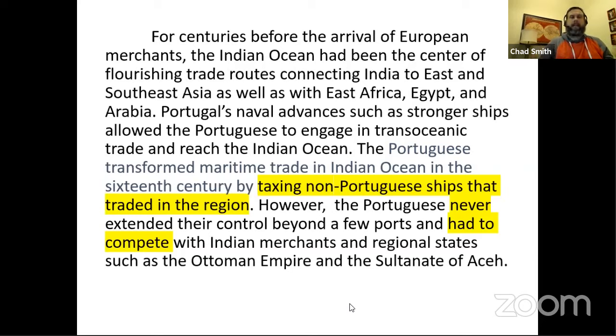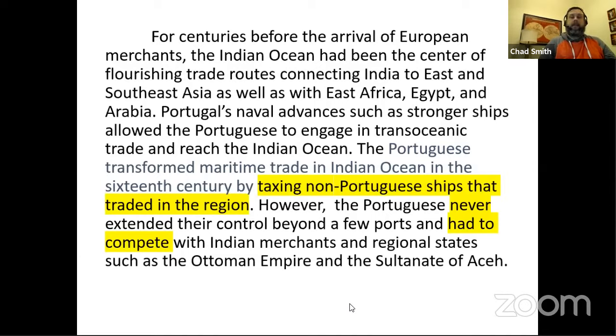If the question says, how did the Portuguese change trade in the Indian Ocean? What effect did the Portuguese have? Then understanding the Indian Ocean before the introduction of the Portuguese provides context. However, context also needs to bring the Portuguese from Portugal to the Indian Ocean. So the next sentence helps make that connection. "Portugal's naval advances, such as stronger ships, allowed the Portuguese to engage in transoceanic trade and reach the Indian Ocean."